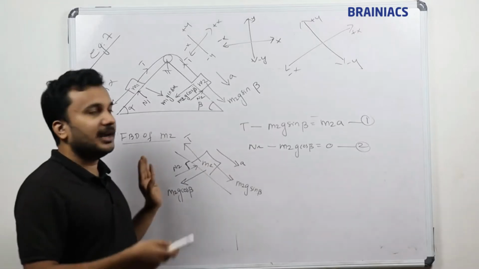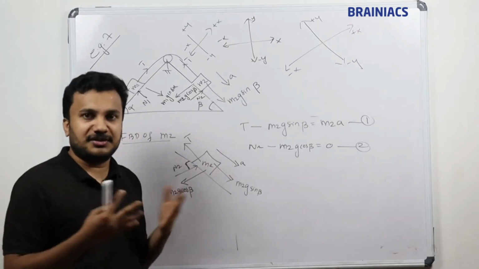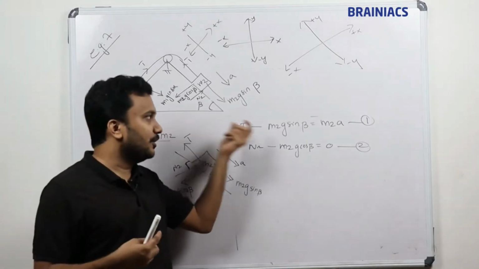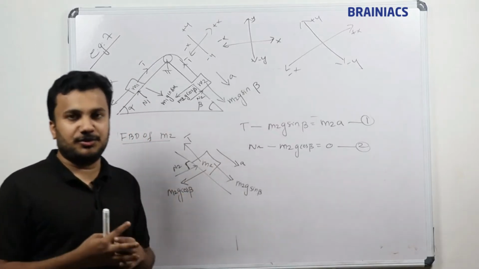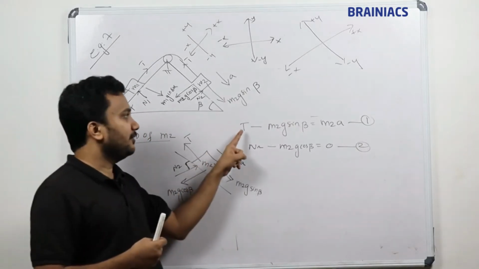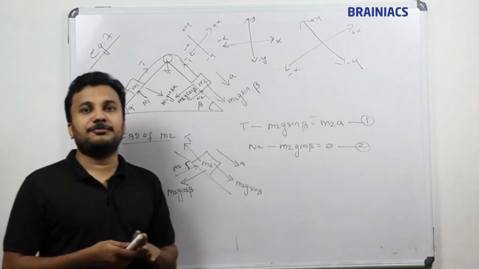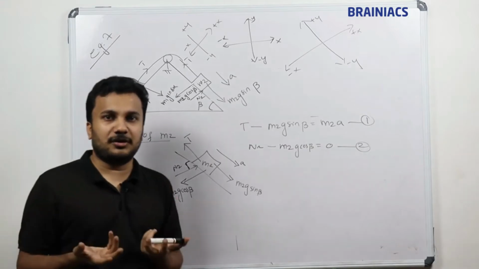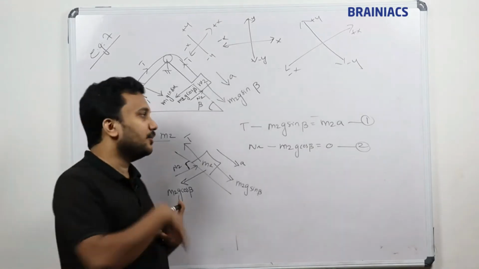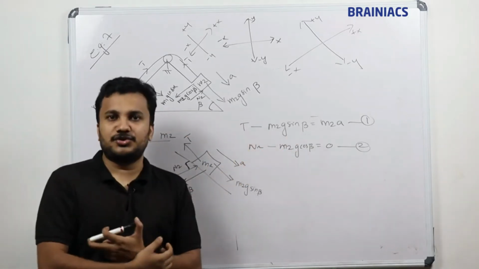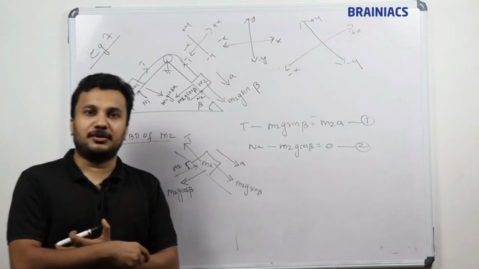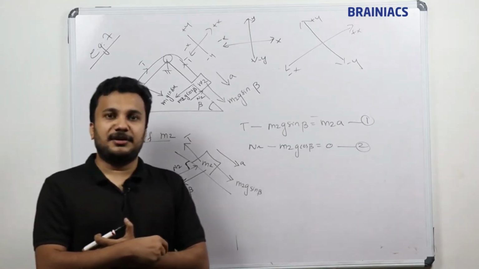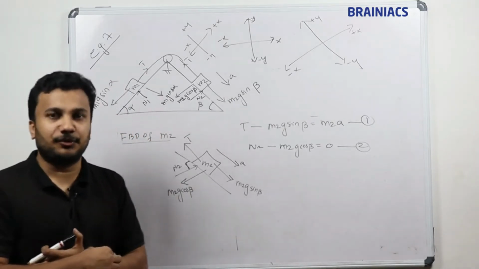So you can add these two equations, or subtract them. You can basically solve these two equations, and you are finding the value of tension and the value of acceleration. Once you get the value of tension or acceleration, you can substitute in any one of the equations and find the value of the other quantity, as we have done for example number 4, I guess, for the pulley system.